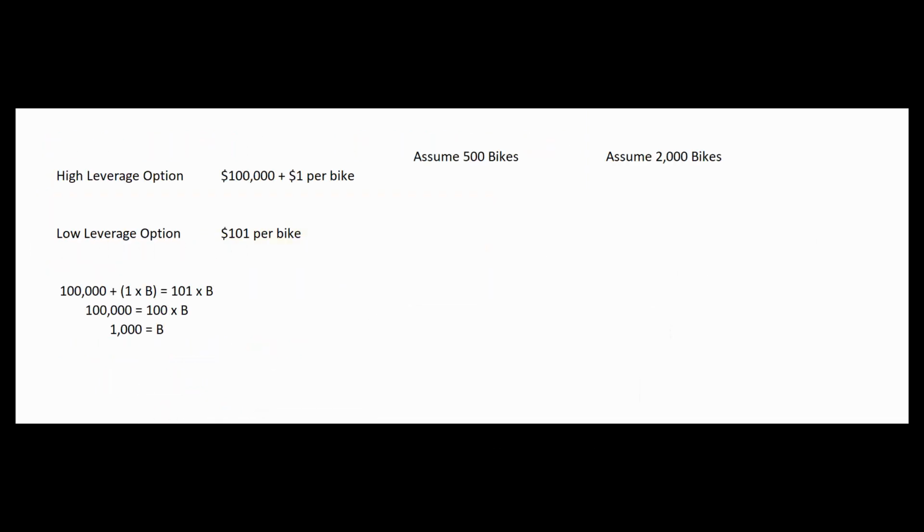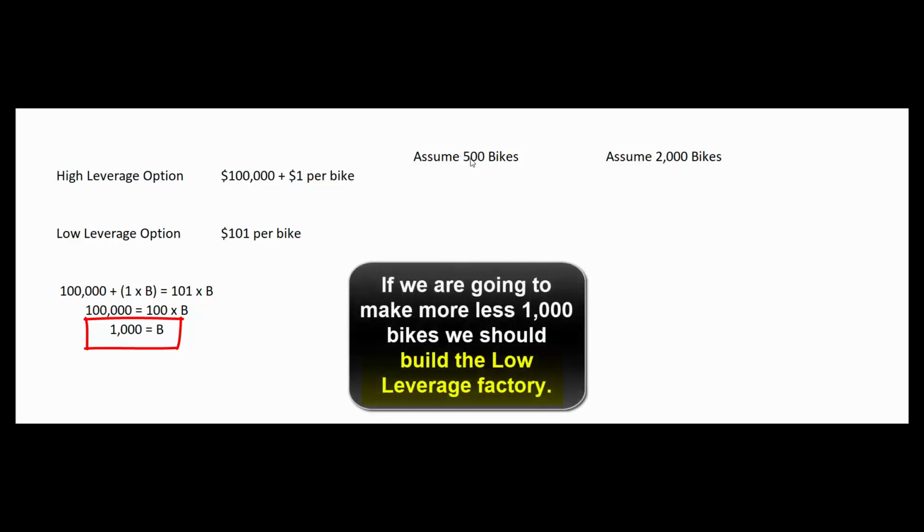Let's look at a couple examples. Let's look at an example where we're under the target of 1,000 and an example where we're over the target of 1,000. So if we only make 500 bikes, our costs under the high leverage option are the $100,000 fixed plus $1 per bike, or $100,500. Under the low leverage option, it's going to be 101 times the 500 bikes, or $50,500. So if we're below this 1,000 bicycle mark, we should choose to build the low leverage factory with low fixed costs.